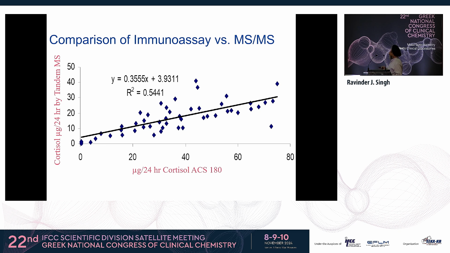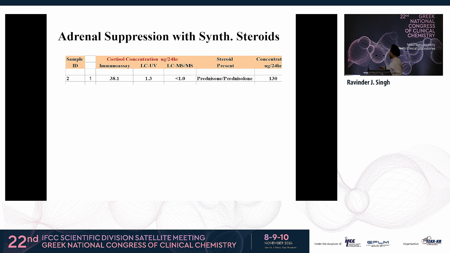So if you had to pick one assay over the other for urine free cortisol, I think we don't need a lot of debate on that; this immunoassay should not be used at all. This was a real-life example. One of the doctors gave us a patient here. If you notice, the immunoassay cortisol was 38.1, LC-UV was 1.3, LC-MS didn't see anything, but this was all because this patient was taking this drug, which sometimes physicians know, sometimes they don't.